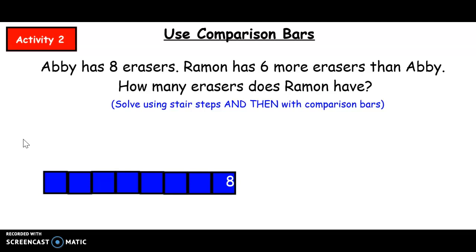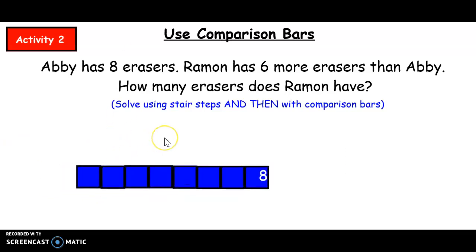Okay, so Abby has 8 erasers. Raymond has 6 more erasers than Abby. How many erasers does Raymond have? Okay, so we know that Abby has 8. Okay, but Raymond has more. So if he has more, that is going to go on the top. So his bar is going to go above Abby's. So I'm going to label Abby's right here. Okay, Raymond's going to go on the top. Okay, and it's telling us that we're looking for the amount that Raymond has. So his amount is going to be unknown.